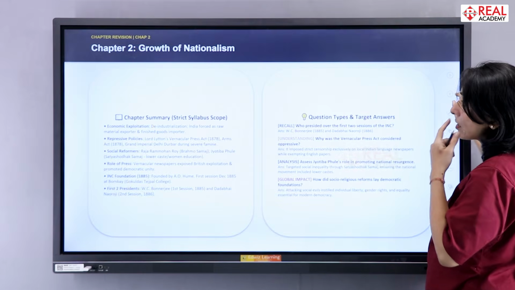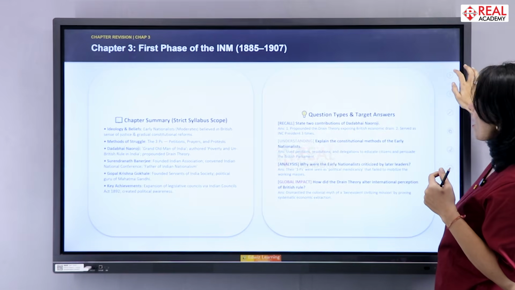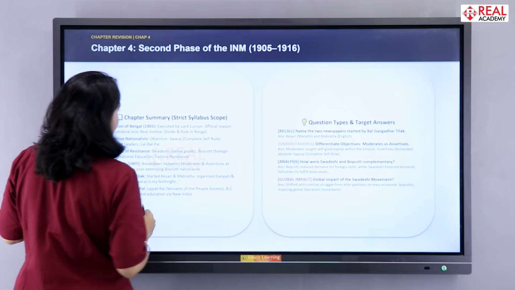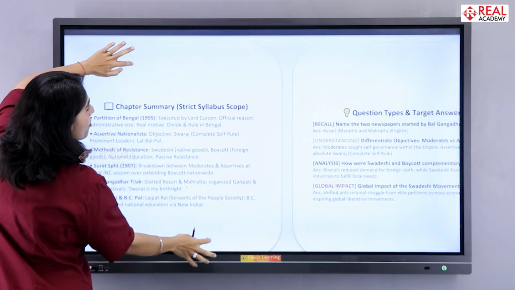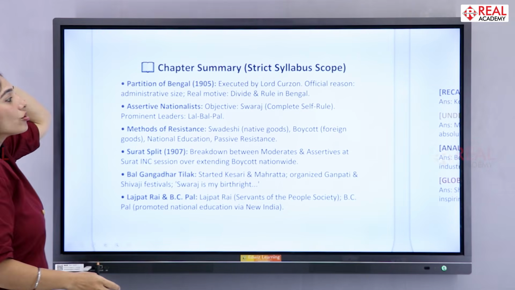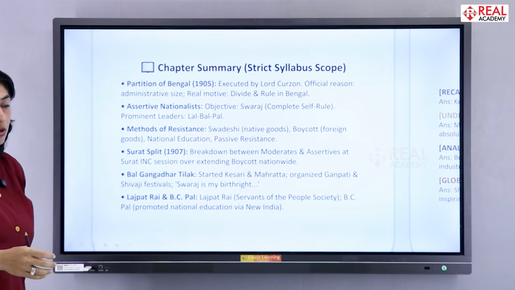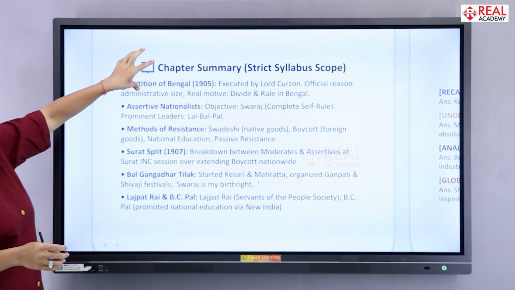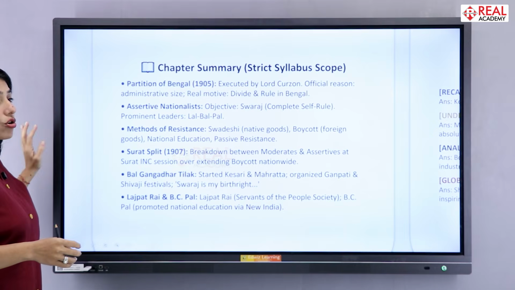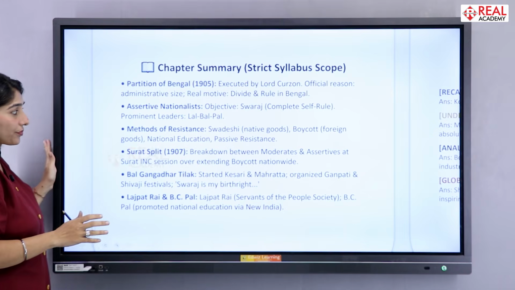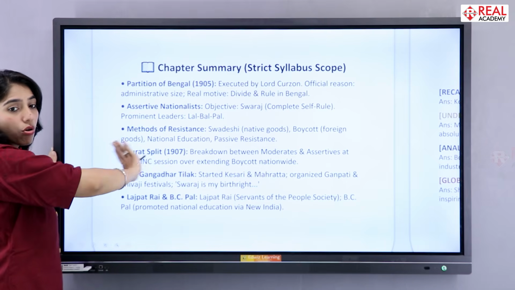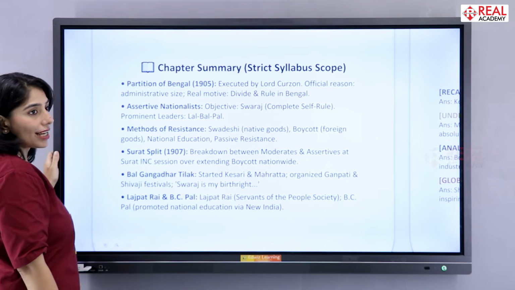Now we move to the next, chapter number 4, the second phase of the Indian national movement. Now the most important topic, or something which is for sure to come, is your Bengal partition. So partition of Bengal is the limelight of this particular chapter. Then you also talk about assertive nationalism. For y'all, you only have the objective of it. We will not go into much detail on the assertive nationalists here.